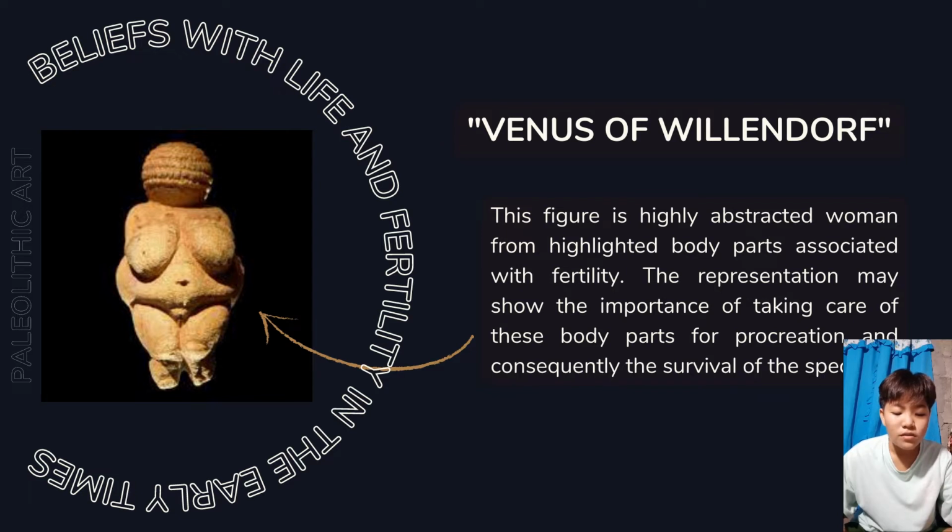One of the works that reflected such belief would be a sculpture called the Venus of Willendorf. This figure is a highly abstracted woman with highlighted body parts associated with fertility. The figure shows that the woman has oversized breasts, enlarged hips, and a round abdomen. The representation may show the importance of taking care of these body parts for procreation and consequently the survival of the species.